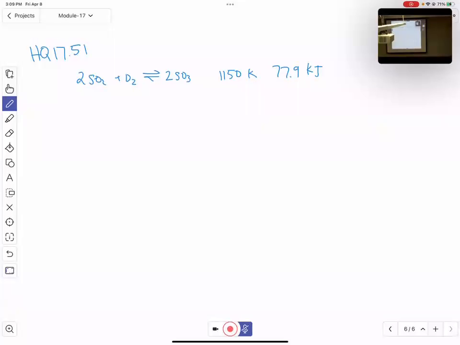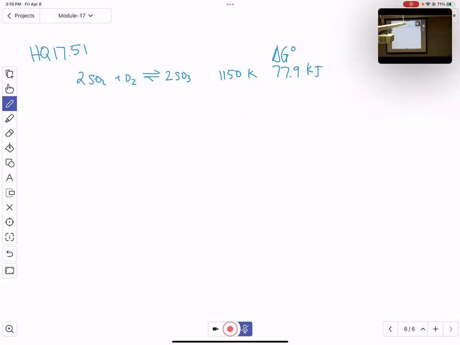So question 51 from the homework, we're given this reaction. 2 molecules of sulfur dioxide react with oxygen to form 2 molecules of sulfur trioxide. That reaction occurs at 1150 Kelvin. And the standard free energy, the delta G for that reaction is 77.9 kilojoules. What's the equilibrium constant in kilojoules for that reaction?